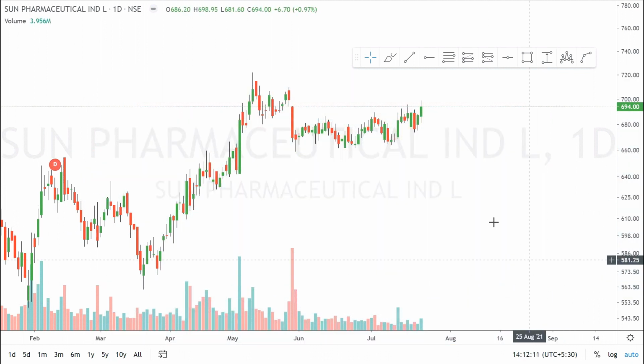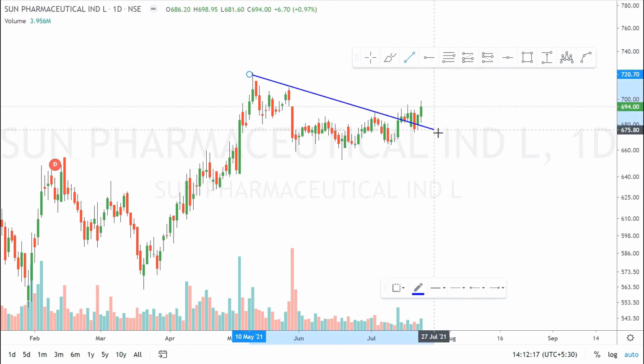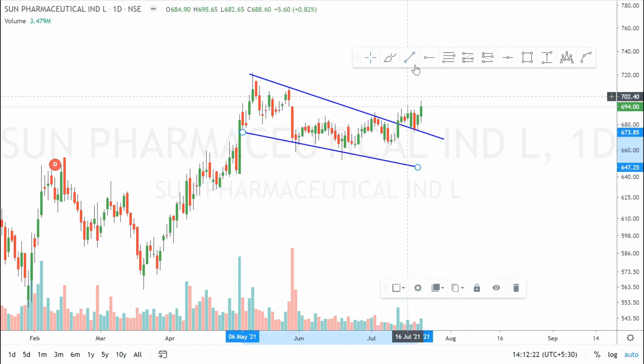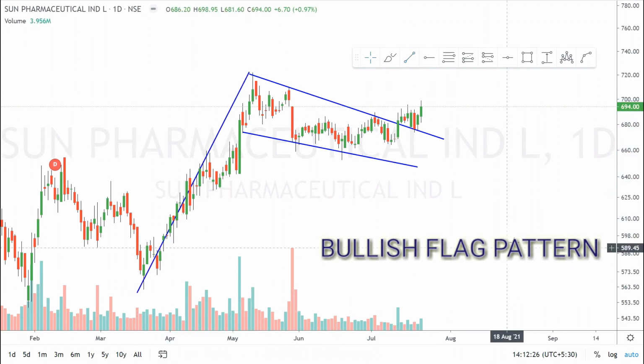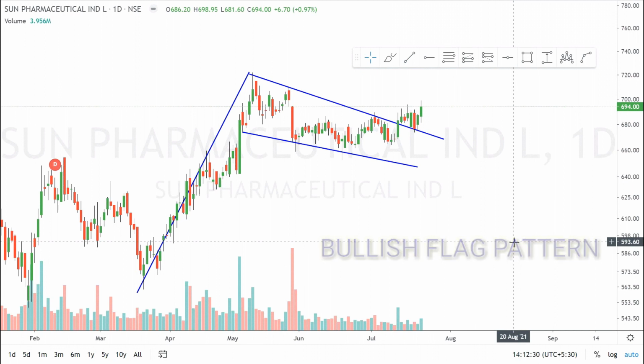Now when we look at the pattern which Sun Pharma has formed, it is the bullish flag pattern. If I draw a trend line like this and another trend line like this and a pole like this, we can see that Sun Pharma has formed a bullish flag pattern and also given the breakout of the same. You can see the volume of the breakout candle is more than average, so that gives us more confidence.